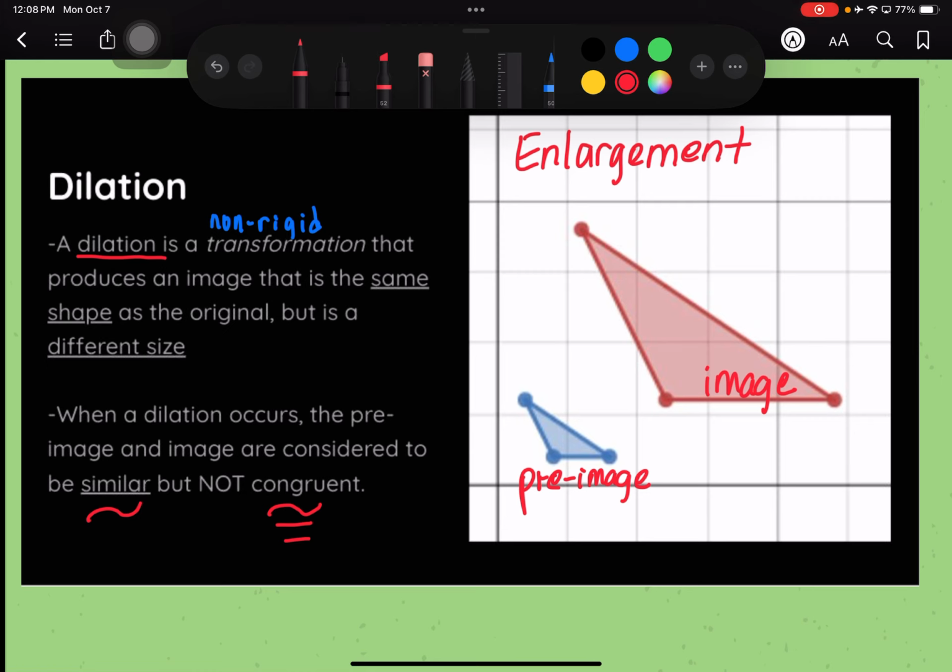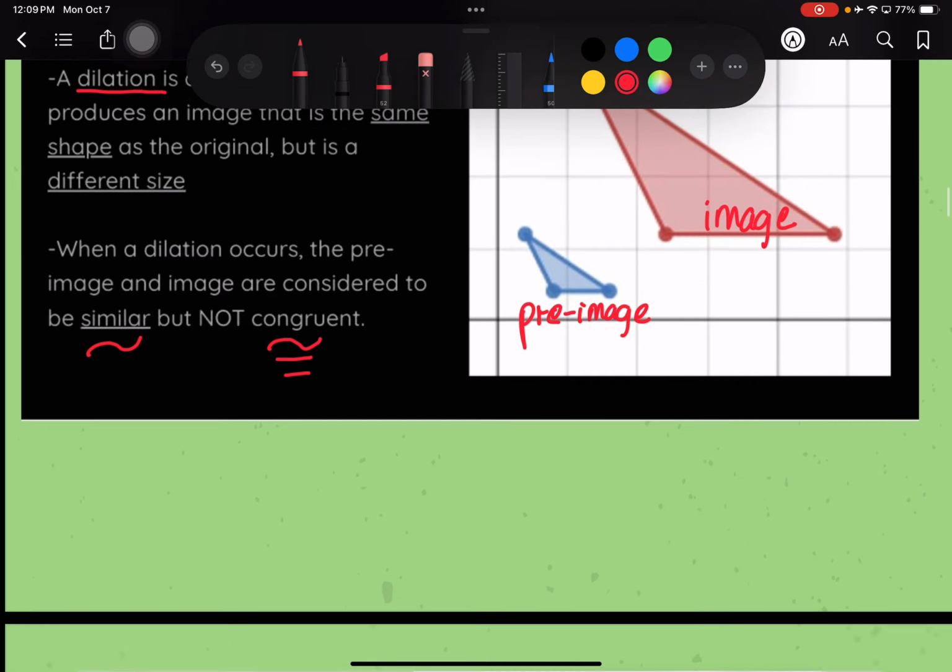So enlargement means my scale factor will be greater than 1 if it's an enlargement. Scale factor will be greater than 1. Let's move forward.